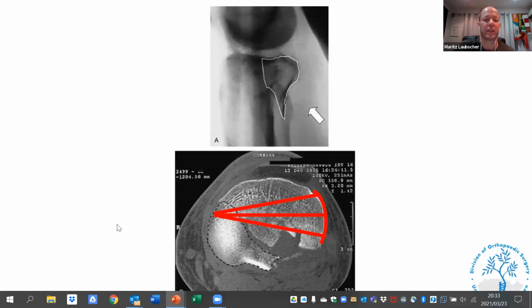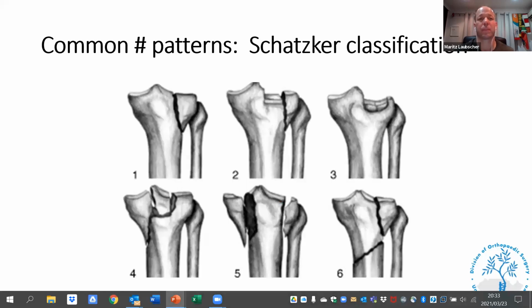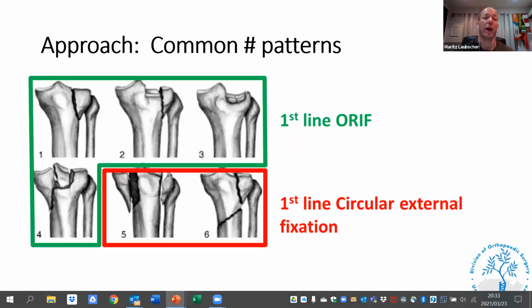So this is why this case doesn't need a big locking plate on the medial side, but a small anti-glide plate on the medial aspect. For the common fracture patterns, we use the Schatzker classification. My approach is for the Schatzker 1 to 4 cases.